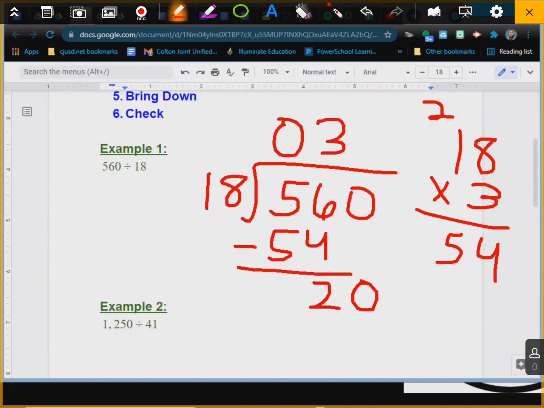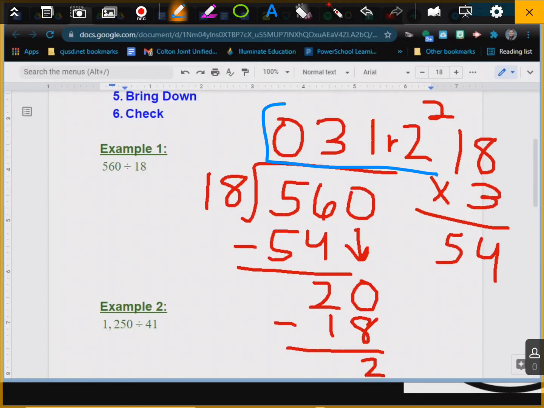So now I multiplied, and then I subtracted, now I bring down. All right, I bring down this 20 here. So 18 goes into 20 one time. 20 minus 18 is 2, so it's 31, remainder 2. And that's the remainder. So this is my final answer: 31, remainder 2.